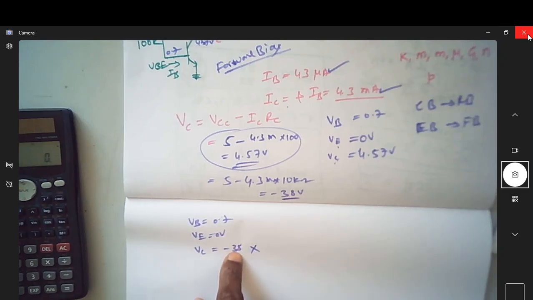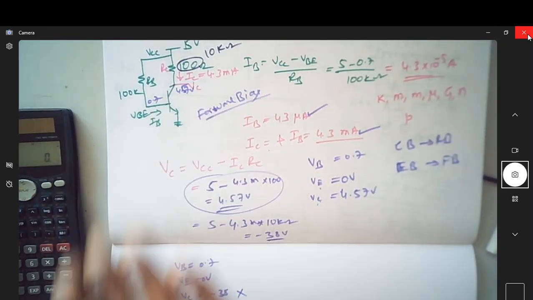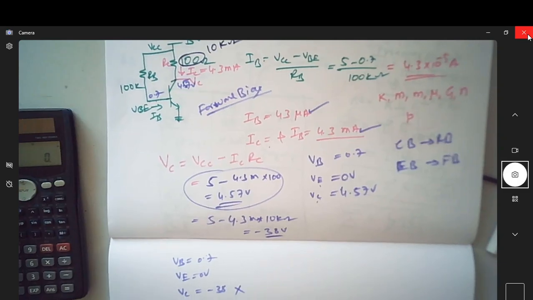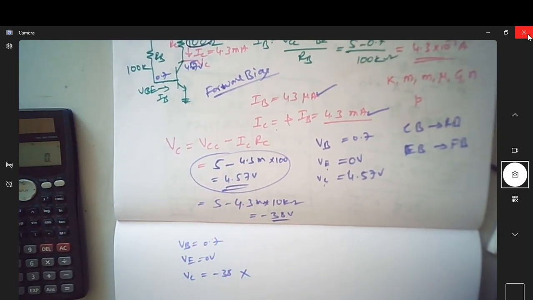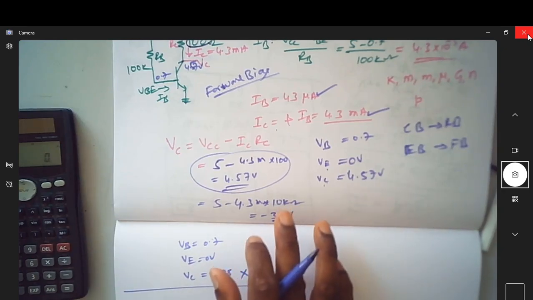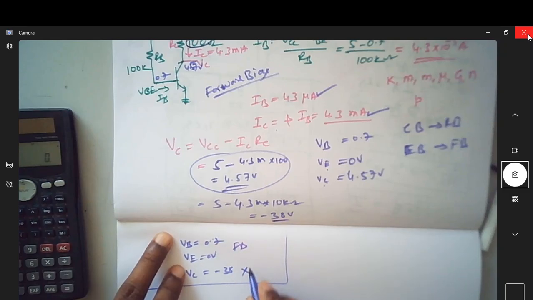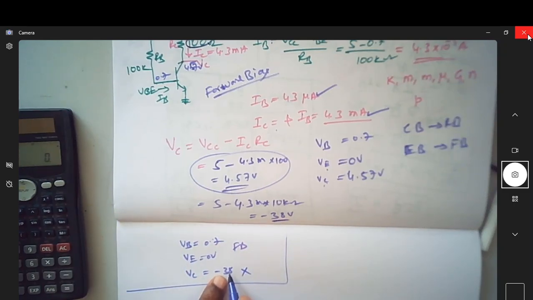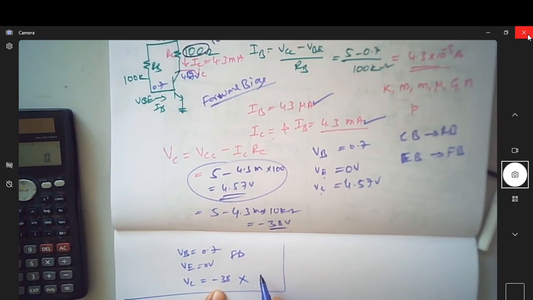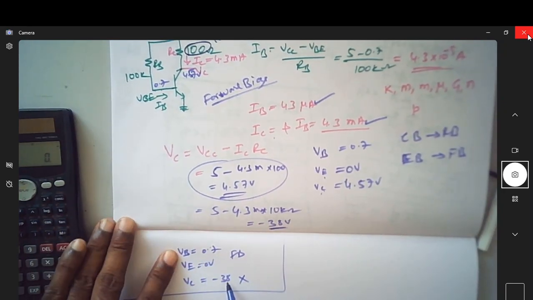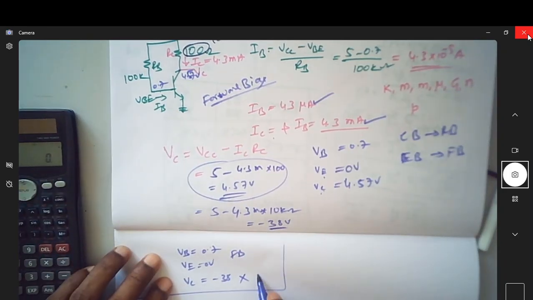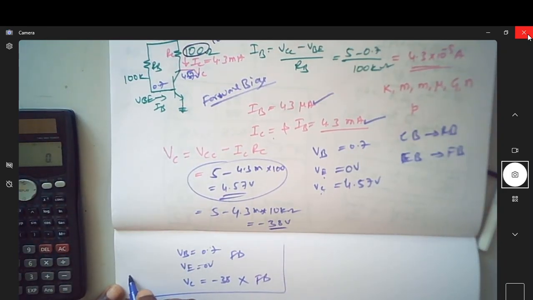So when you have minus 38 volts, what is the region of operation now? Let us not worry about this now. Let us go to the next one. Suppose it is an examination question, we'll just say this is forward bias. Then the collector voltage is lesser than the base, so the base is more than the collector, and you say this is forward bias, then you say it is in saturation region.